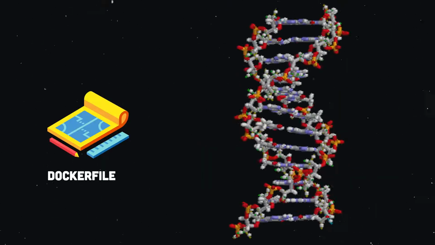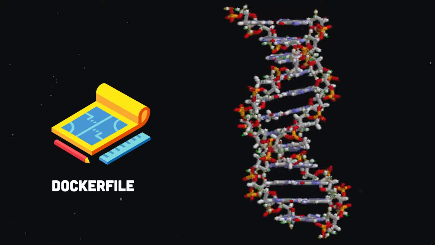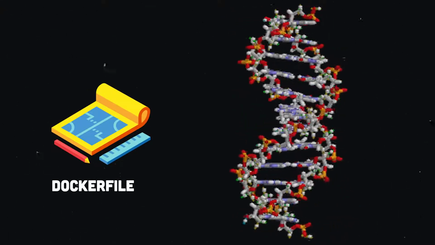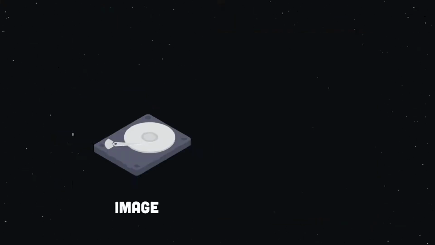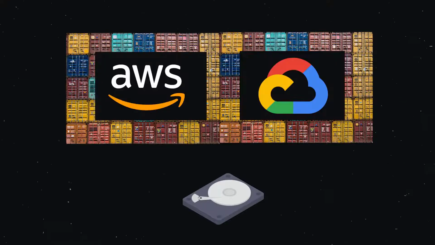There are three fundamental elements in the universe of Docker: the Dockerfile, the image, and the container. The Dockerfile is like DNA. It's just code that tells Docker how to build an image, which itself is a snapshot of your software along with all of its dependencies down to the operating system level. The image is immutable, and it can be used to spin up multiple containers, which is your actual software running in the real world.